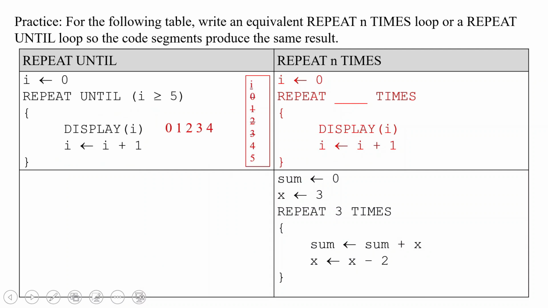Well, we just said the loop goes 5 times. It displays 0, 1, 2, 3, and then 4. So that's 5 times. Sorry, I think I misspoke and I said 4 earlier. But the loop goes 5 times here. It loops through 5 times. So repeat n times, I'm going to repeat 5 times.